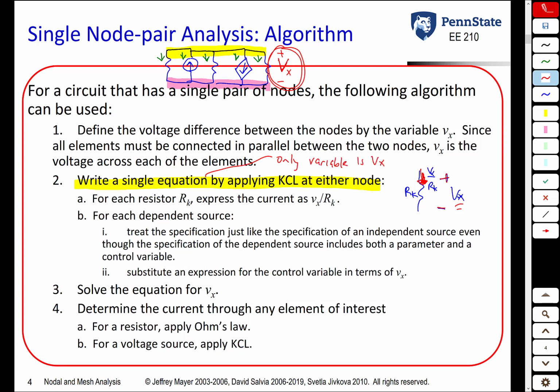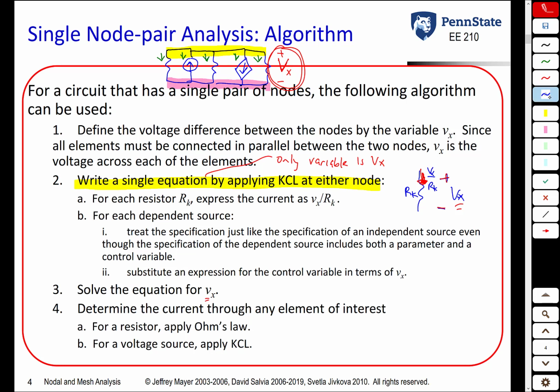Step 3 then, once you write your KCL equation, you have one equation and one unknown. The one unknown is V sub x. You can solve for it. Once you solve for V sub x, if you need to find a current through a resistor, for example, you could use Ohm's law. If you want to find the power absorbed or delivered by a source, you can once again use the power equation, because once you know that voltage variable, you can find any voltage and any current in the circuit pretty easily.